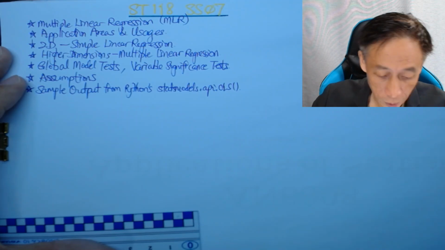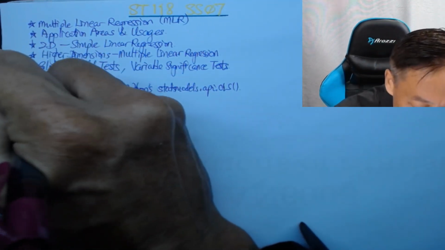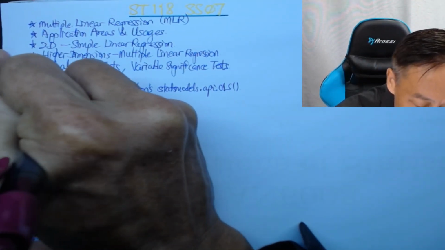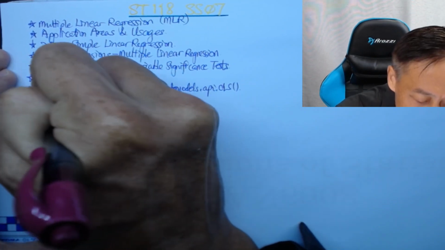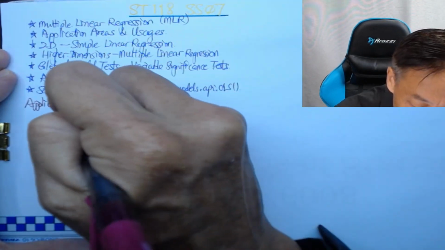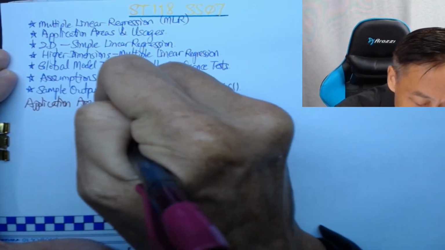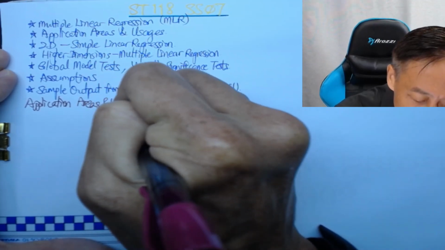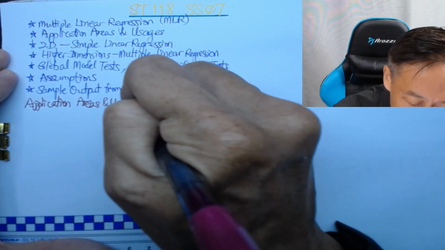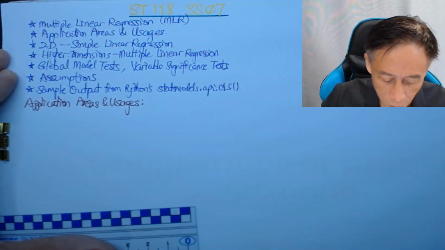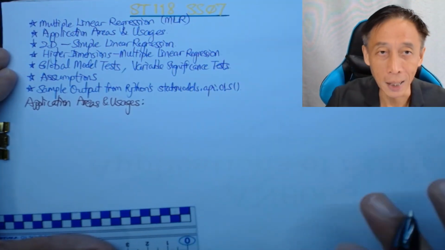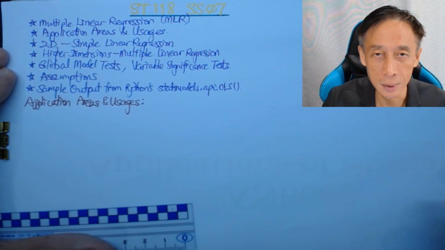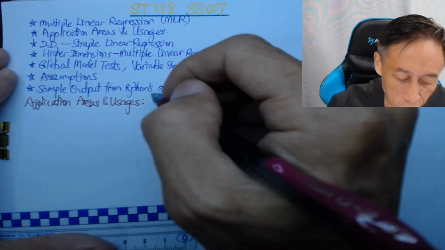First things first is our application areas. So our application areas, why do we do that, right? Application areas and usages. What do we use MLR for? We use it from the human perspective, from the business, real life perspective.